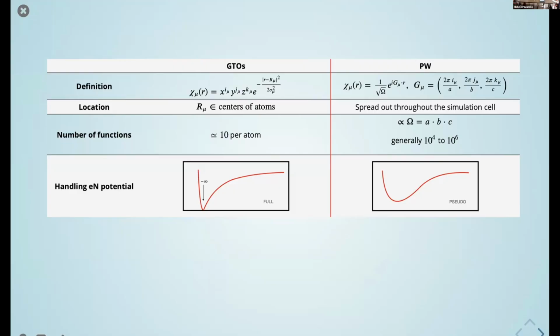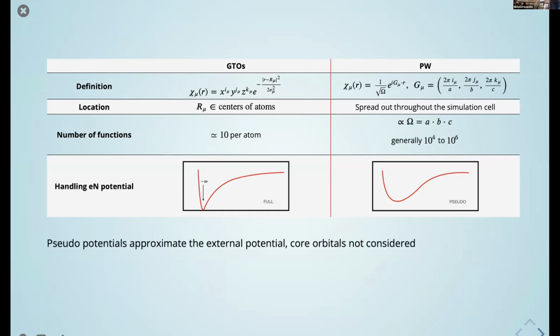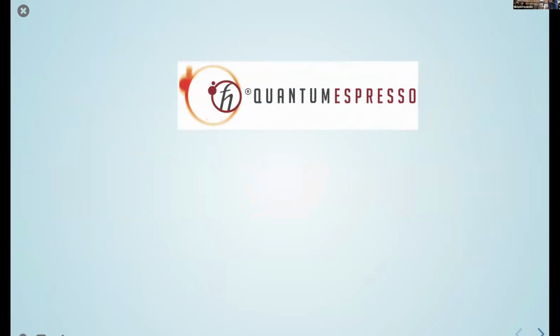Also, the computational chemistry methods use an exact potential to describe the system, whereas material science methods use pseudopotentials in combination with plane wave basis sets to approximate the potential, and essentially they don't consider the core orbitals because you don't need to consider them for all types of calculations.